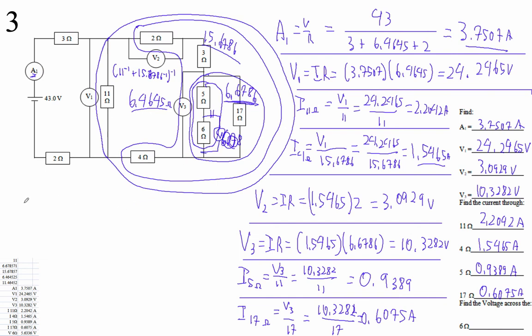And then finally, we want to find the voltage across the 6 ohm. Okay, so the voltage across the 6 ohm is always IR, but we just got to figure out what I and what R, right? R is easy. R is 6 ohms, right? But what current was going through here? I think we figured it out. That's the current that's going through the 5 ohm also goes through the 6 ohm, right? Because they're series. There's just one current there, right? Current through the 5 ohm is 0.9389.